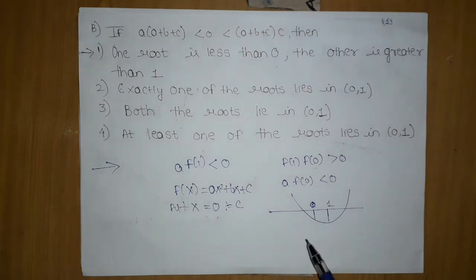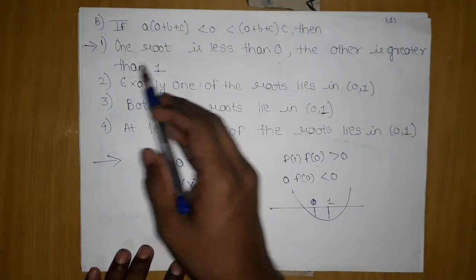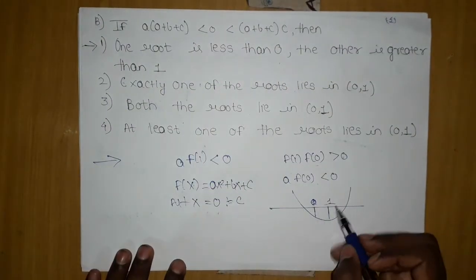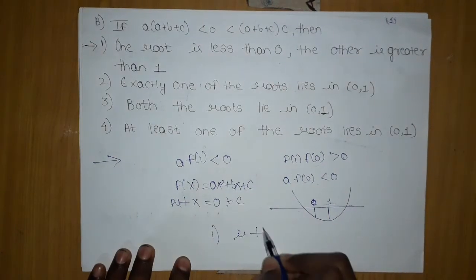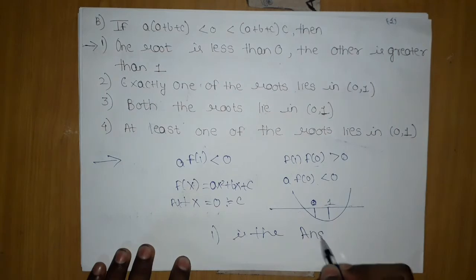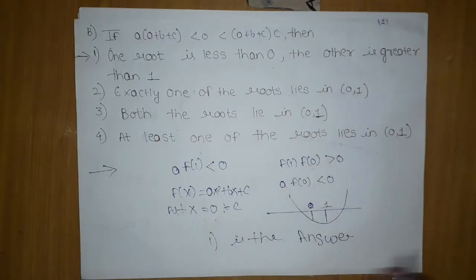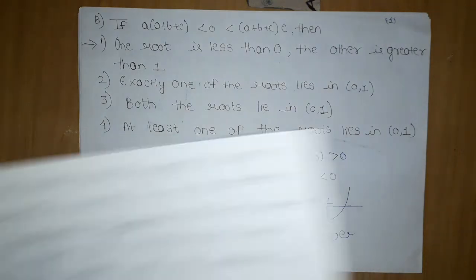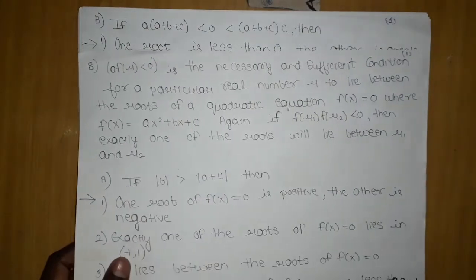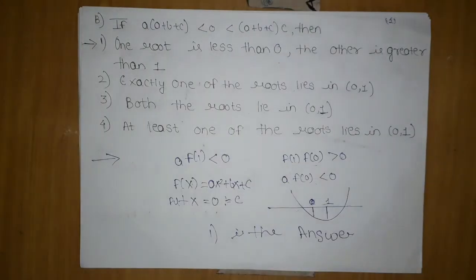There you go. See this, one root is less than 0 and the other root is greater than 1. So 1 is the answer, because we came to know that one root is less than 0 and the other root is greater than 1. And how did we come to know? From the given condition a into f of mu is less than 0.